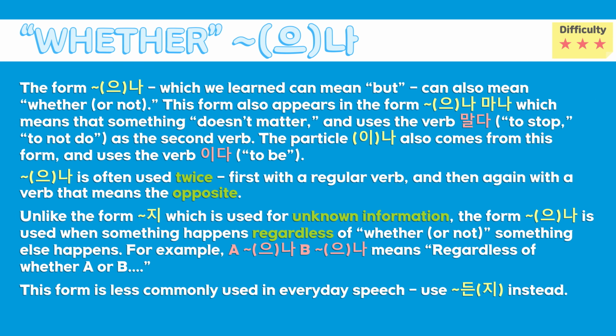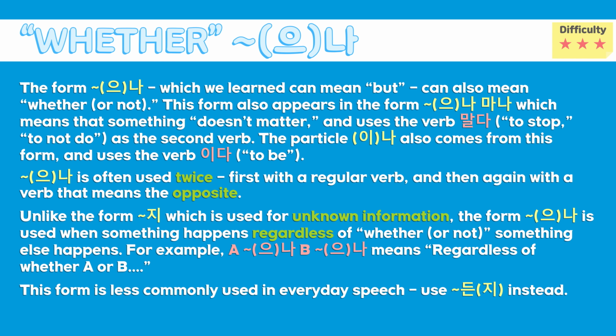The form 으나, which we learned can mean but, can also mean whether or not. This form also appears in the form 으나 마나, which means that something doesn't matter, and uses the verb 말다, meaning to stop or to not do, as the second verb. The particle 이나 also comes from this form and uses the verb 이다, to be. 으나 is often used twice, first with a regular verb and then again with a verb that means the opposite.